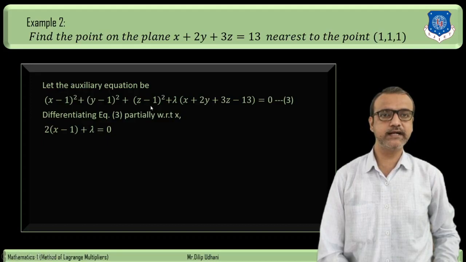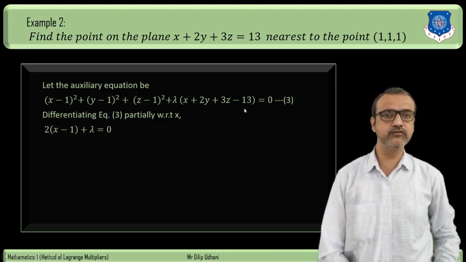And y and z are constant, so the derivative of y minus 1 the whole square and of z minus 1 the whole square will be 0. Then lambda stays as it is, the derivative of x is 1, so lambda into 1 gives lambda, and then 2y, 3z and minus 13 are constant values, so their derivative will be 0.